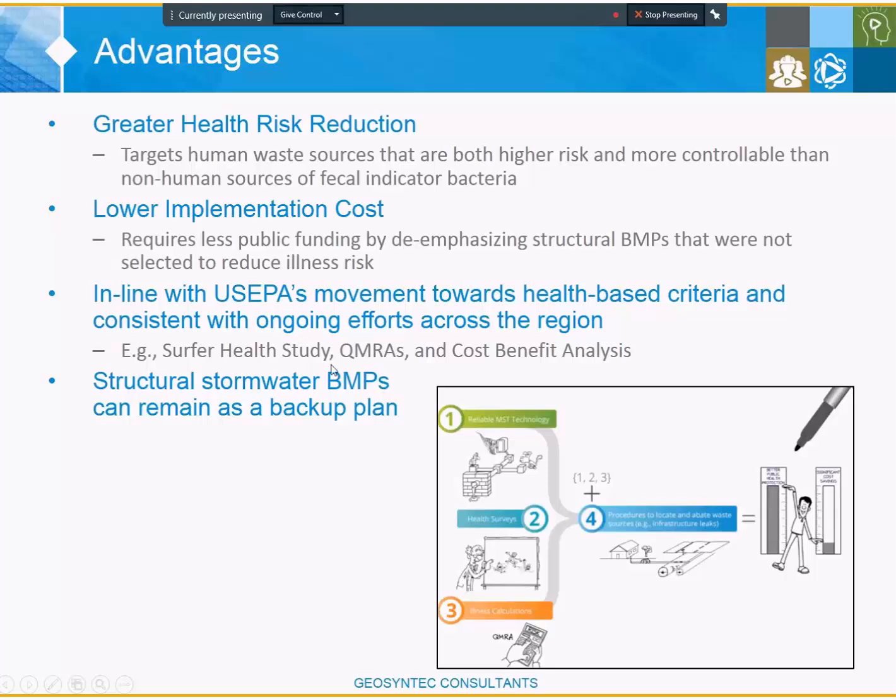So the Surfer Health Study is finding that illness risks in surfers were low in wet weather, QMRAs are showing that non-human fecal sources are of low health risk relevancy, and there's the cost-benefit analysis, which I'll go into next. And then it keeps that insurance policy that the NGOs and the regulators want, which is structural stormwater BMPs as a backup plan.